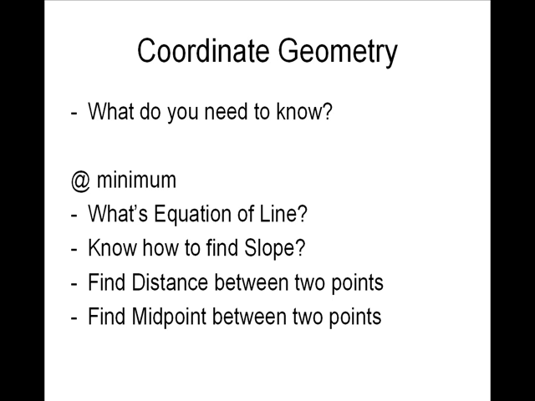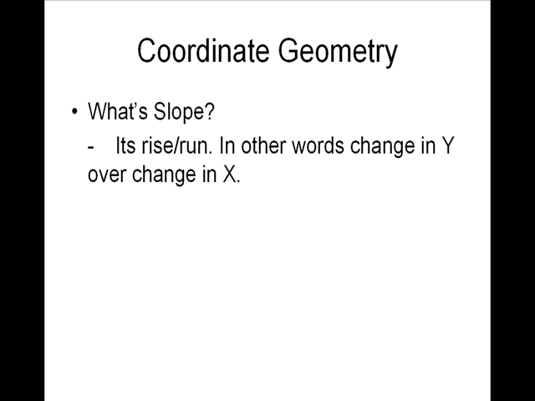At minimum you would be expected to know the equation of a line and its different forms. You should know how to find slope. You should know how to find the distance between 2 points and find the midpoint between 2 points. Again, this is what you need to know at least as a minimum, and obviously there is more to it. Just scratching the surface here. So what's slope? It's basically rise over run. In other words, slope is change in y over change in x.